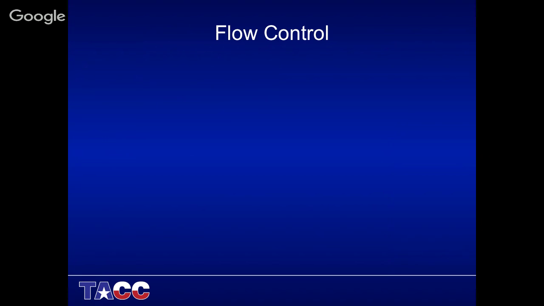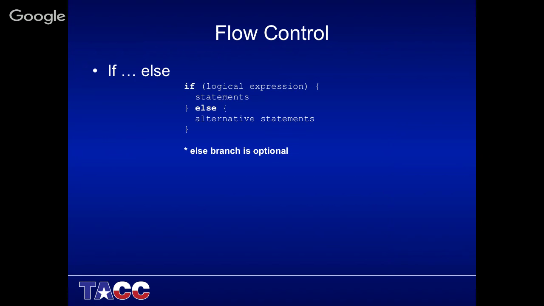So with that, we'll just get into flow control. This is probably similar to every other programming language you've seen. It's basically conditional execution. You're testing a logical expression, and if it's true, you're executing one set of statements, and if it's false, you're executing another set of statements. So it's an execution branch. The else is optional, so you could just have if.